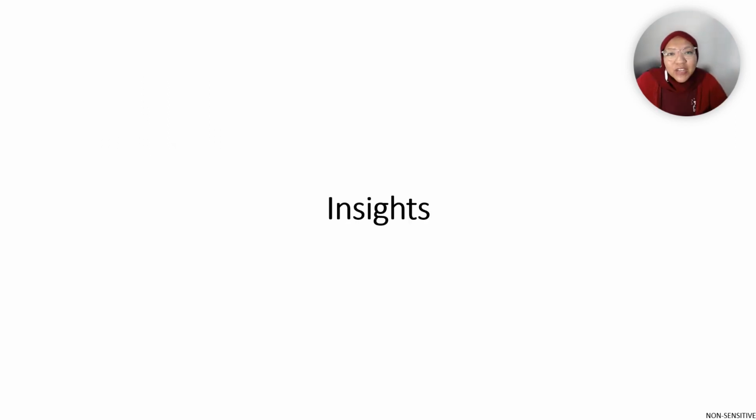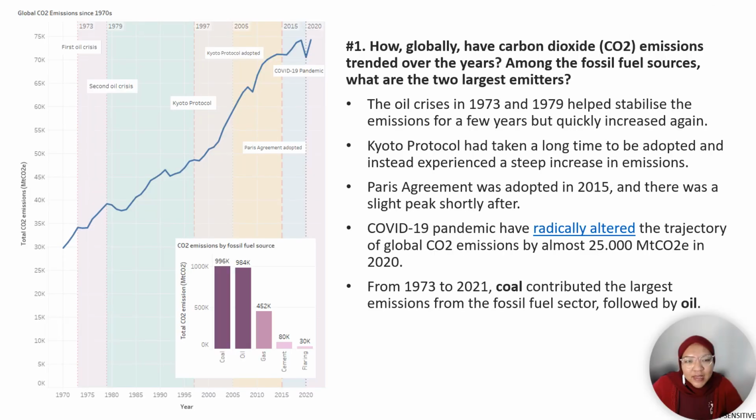So let's take a look at the insights from the data visualization. The first question that I asked was, how globally have carbon dioxide, CO2, emissions trended over the years? Among fossil fuel sources, what are the two largest emitters? Let's see the time series graph on the left-hand side of your screen. It shows the total CO2 emissions since the 1970s.